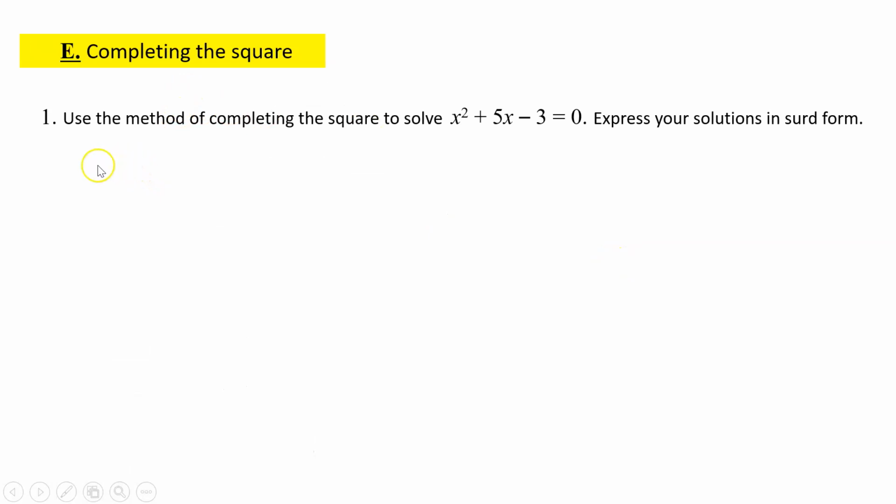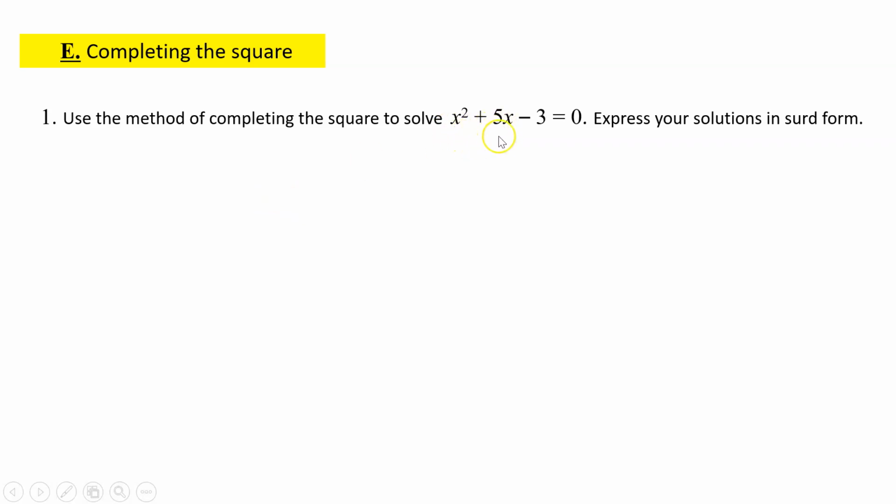Completing the square. Now this is a new topic. Use the method of completing the square to solve x squared plus 5x minus 3 is equal to 0, and express your solutions in surd form. So what we do for completing the square, we want a square bracket equal to an ordinary number.